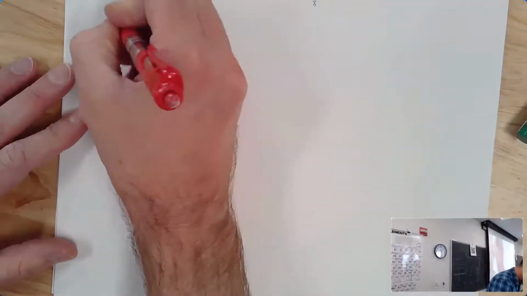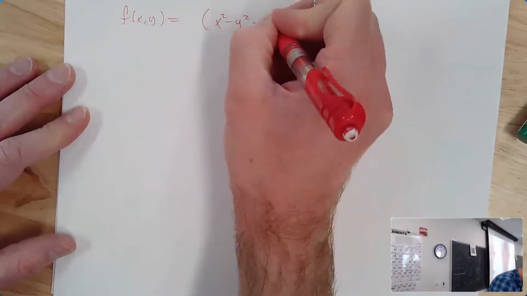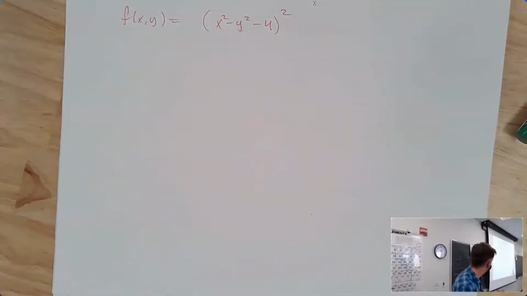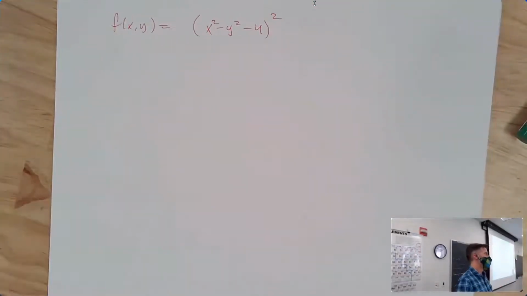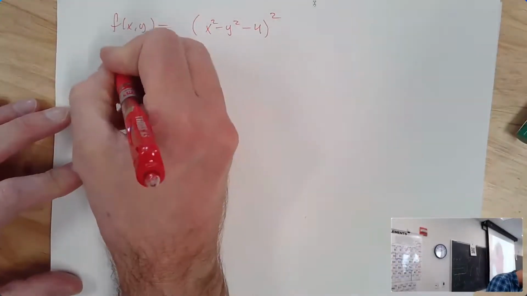It's f of x, y equal to x squared minus y squared minus 4, quantity squared. And we want to find critical points and classify them. Now, like your homework problem, I will tell you this function has an infinite number of critical points. You might not have seen that about your homework question yet, but it does. We'll circle back to that, pun intended.